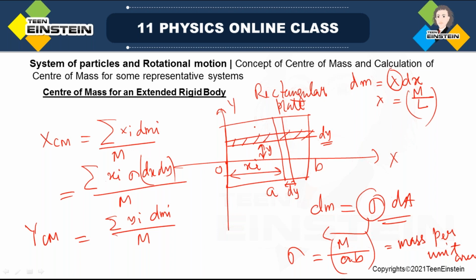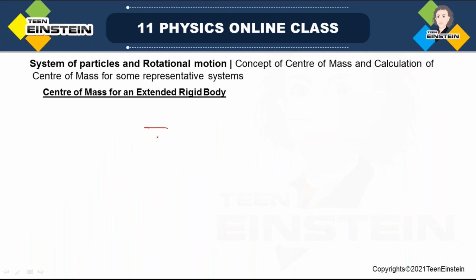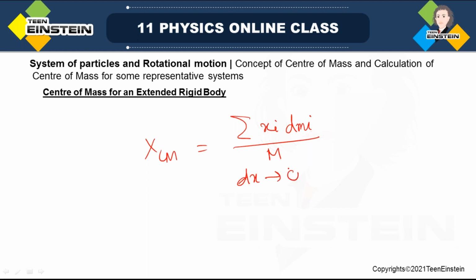One more thing: for an extended object, when you cannot calculate the coordinates of each mass, if the thickness dx is tending to zero, then this summation can be converted to integration. What we have written is xcm equals xi dmi divided by capital M. When the thickness of the element tends to zero, the whole thing is taken as a continuous mass distribution. At this limit, as you know from calculus, the summation can be converted to an integration term, xi dmi divided by capital M.